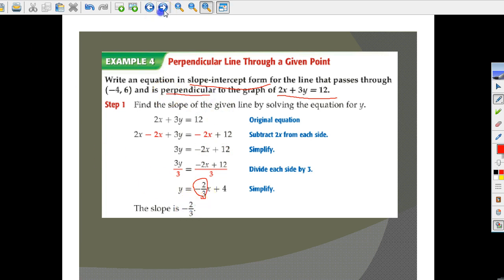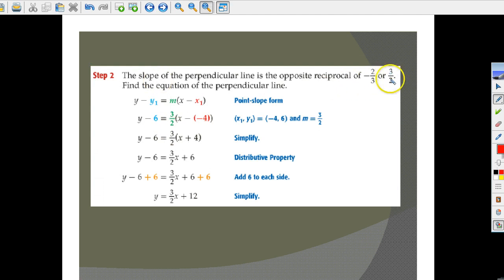Okay? So next step, you have positive 3 over 2 as a slope, and you want to put it in point-slope form, and they give you the point negative 4, 6. So instead of x1, you're going to put negative 4. Instead of y1, you put 6. I'm going to simplify the minus a negative to plus. Okay? Now I'm going to add 6 to each side to get rid of that, and you have y equals left on the left, 3 over 2x plus the 2 6's will be a positive 12. So there's my final answer.